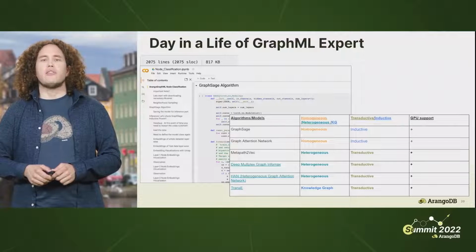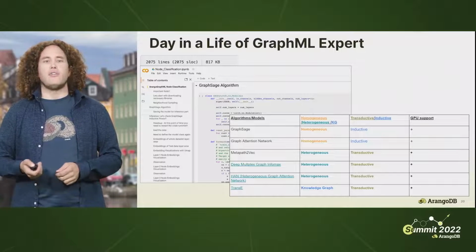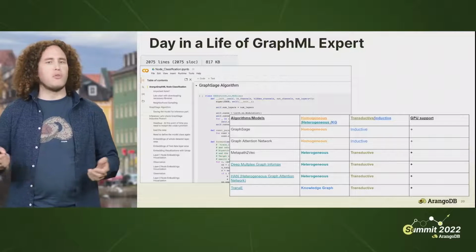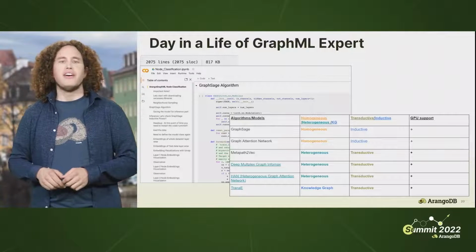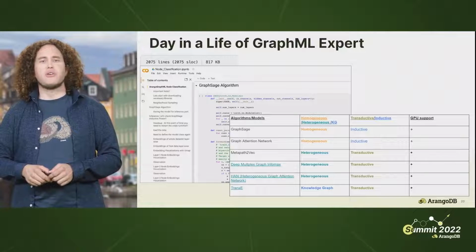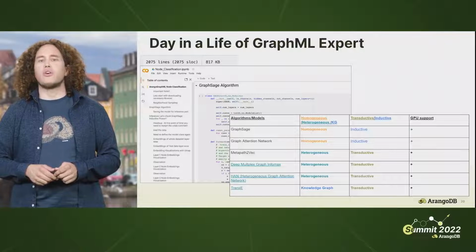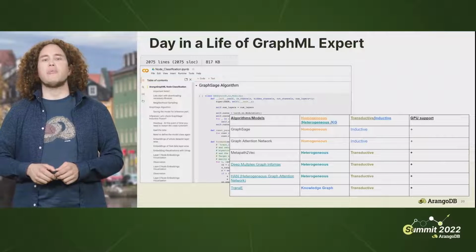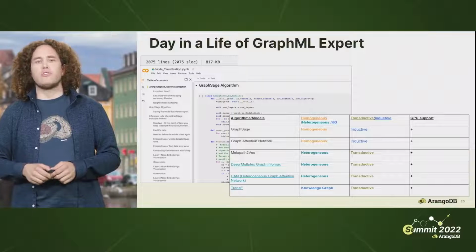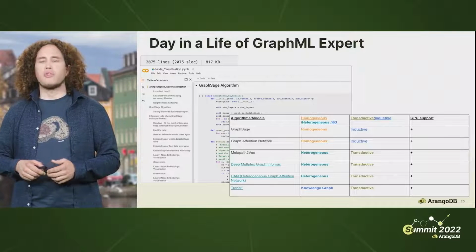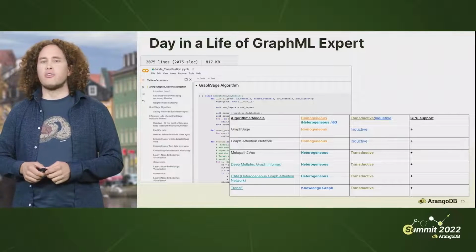If we look at what a GraphML expert trying to solve one of those problems has to look at, here is one of the Jupyter notebooks. We also have it open source, so if you really want to understand it, feel free to go to our site and have a look. But that comes down to over 2,000 lines of code just to solve one recommendation problem. Furthermore, this is just using one simple algorithm. If you really want to be an expert, you have to choose between different algorithms for different use cases, as they all have different properties.